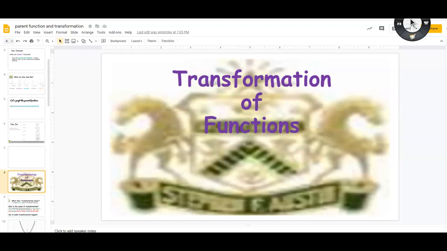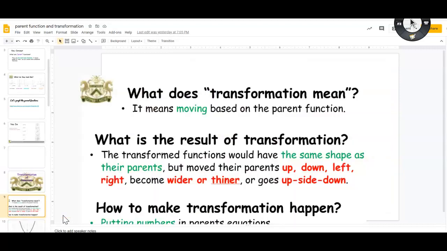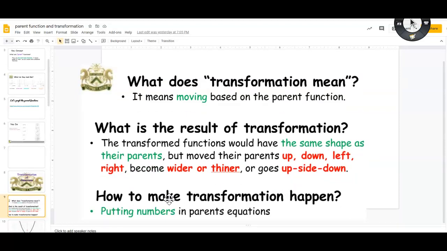In this video, we will talk about transformation of parent functions. Okay. So what is transformation? It is if you move your parent function up, down, left, right, or make your parent function become wider, thinner, or upside down, this kind of change on the parent graph. It's called transformation. So how will the transformation happen?